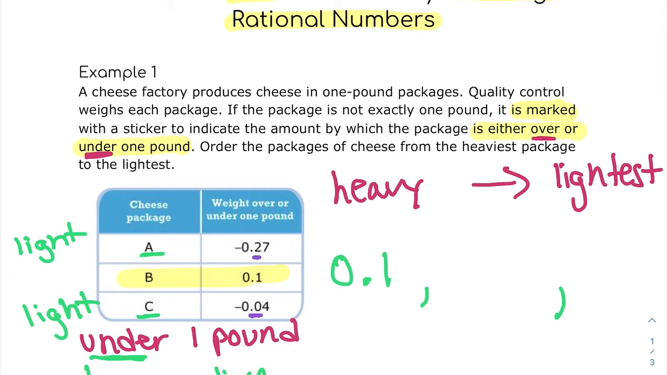But remember, when we're dealing with negatives, the one that's closest to 0 is going to be our greatest number. So in this case, negative 0.04 is going to be the second to lightest. And our lightest one is going to be negative 0.27, because this one is the farthest under 1 pound, which means it's going to be the lightest one.